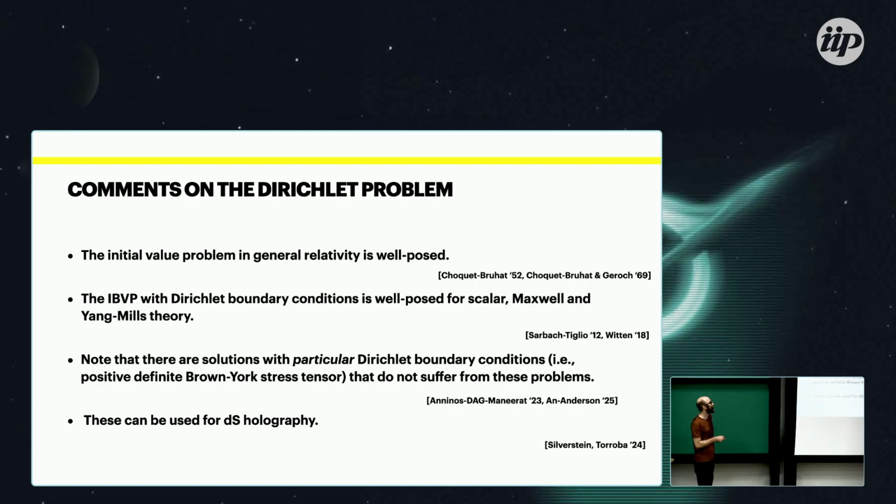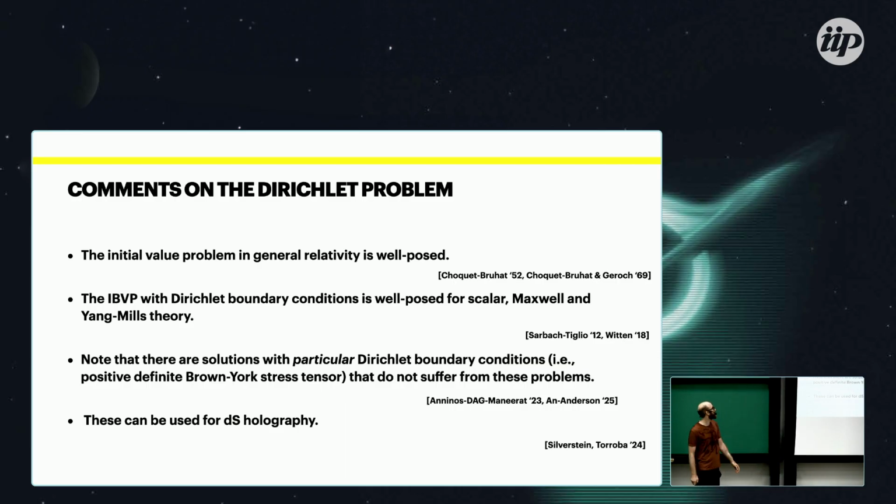And they are related to properties of the Brown-York stress tensor that allow some transformation between conformal boundary conditions and Dirichlet boundary conditions. And the proof of that has come very recently in another paper by Anna and Anderson that appeared this year. And in fact, these Dirichlet boundaries have been used for de Sitter holography in work by Eva Silverstein and Gonzalo Torroba and their collaborators, both in lower dimensions and very recently also for 4D.